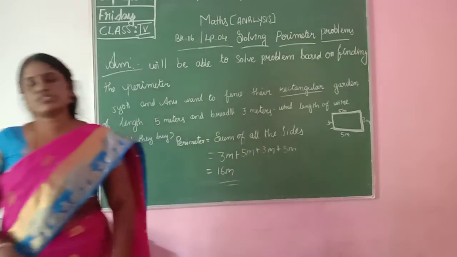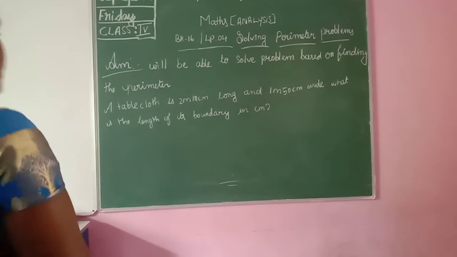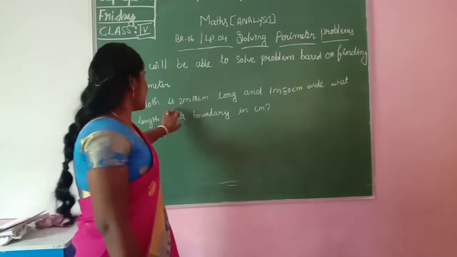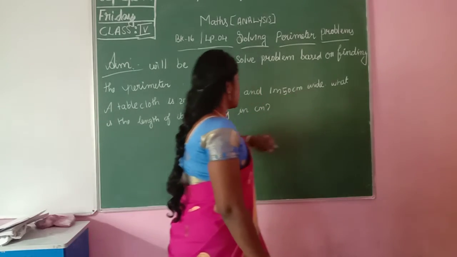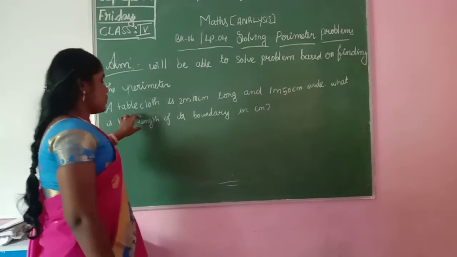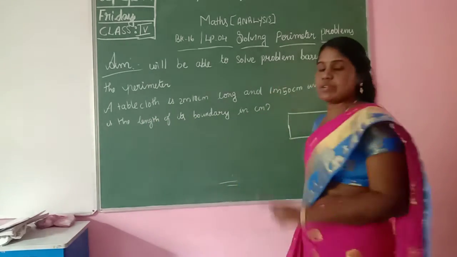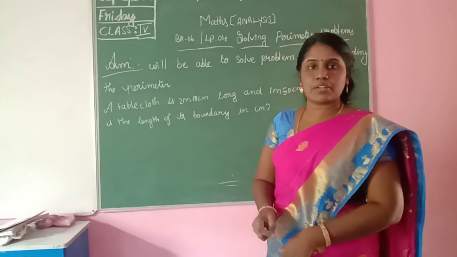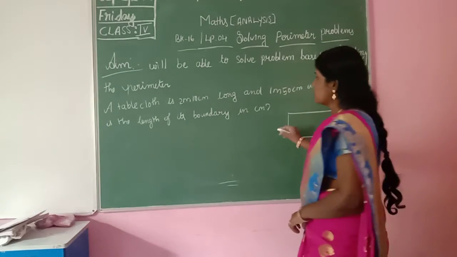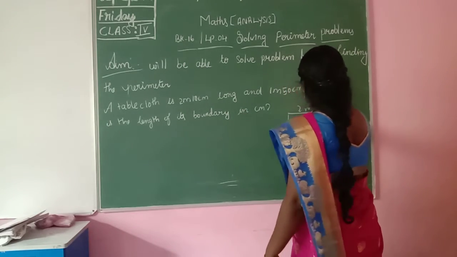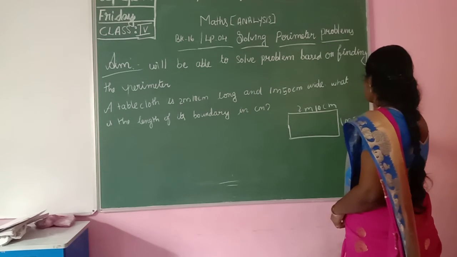Okay. Now in the HOT questions they gave: a tablecloth is 2 meter and 10 centimeter long and 1 meter and 50 centimeter wide. Which shape does the tablecloth have, children? Rectangular shape. If they give only one measurement, we can say that is a square table. If they give two, that is a rectangle. Then here the length is 2 meter and 10 centimeter, and the width is 1 meter and 50 centimeter.